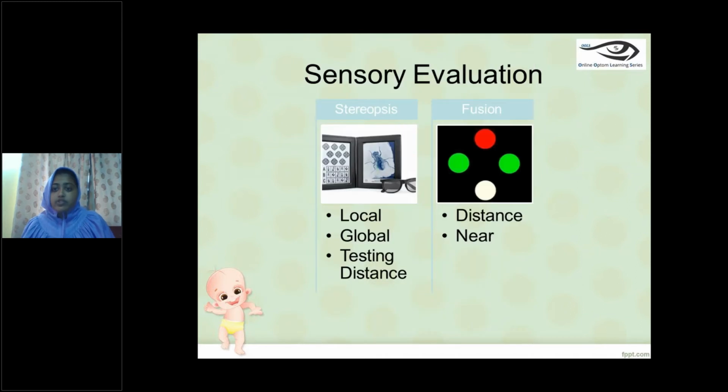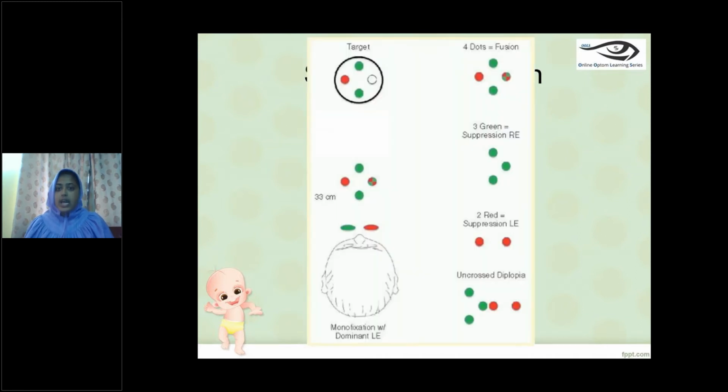Okay. Moving on next to the fusion, we do it with the WFDT. I hope everyone is very well known to the WFDT test. So we do it both at distance 6 meters and at near 33 centimeters. Depending on what the patient is responding and how the red and green glasses are placed, we have the responses. We can have a fusion, we can have a right or left suppression, and we can have diplopia. Based on how the red and green dots are placed, it can be either uncrossed or crossed.